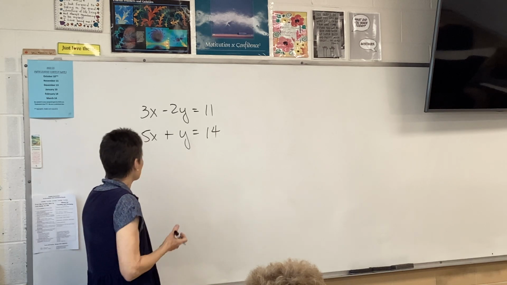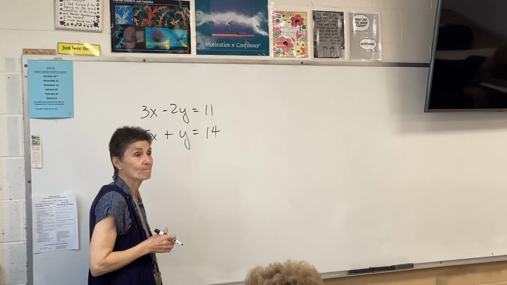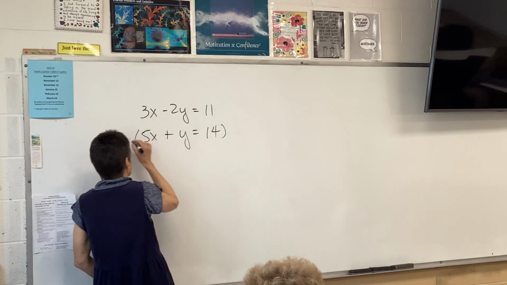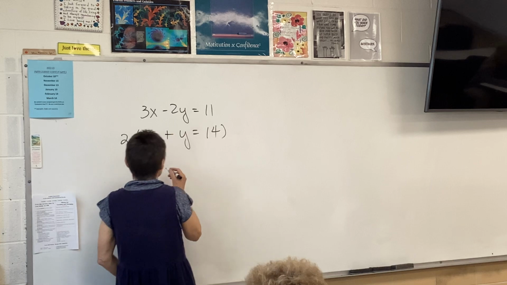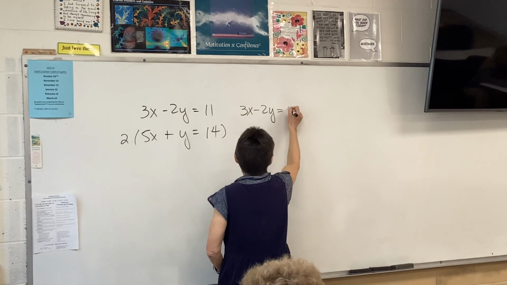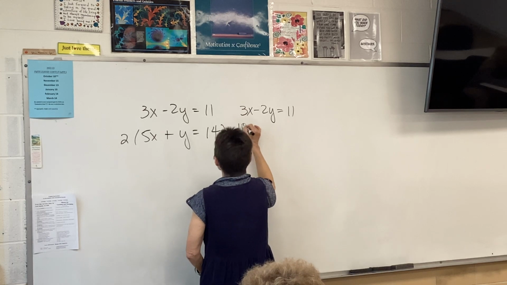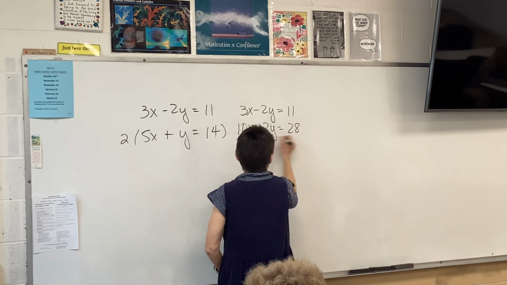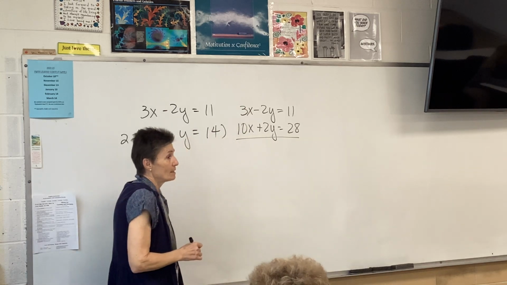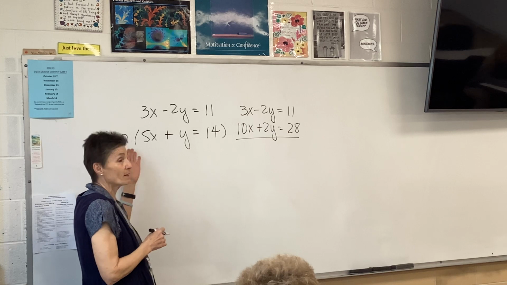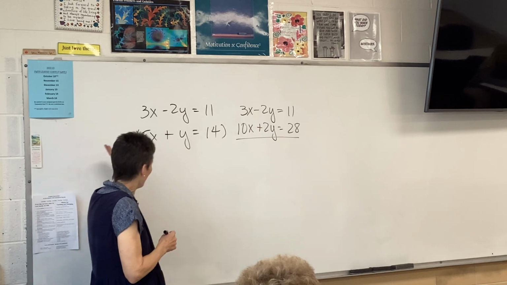So, who's got a thought here? Gio? Times the bottom by 2. Times the bottom by 2, so he's going to eliminate. If we times the bottom by 2, the top stays the same, and then the bottom is 10x plus 2y equals 28. Remember, if you're going to multiply something by something, in this case multiply the bottom by 2, you have to do the whole thing.